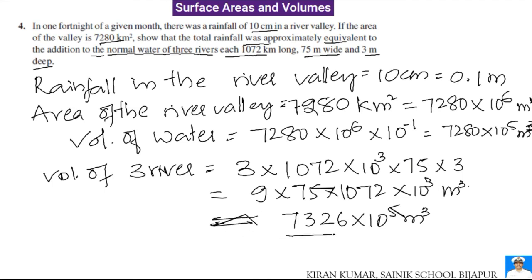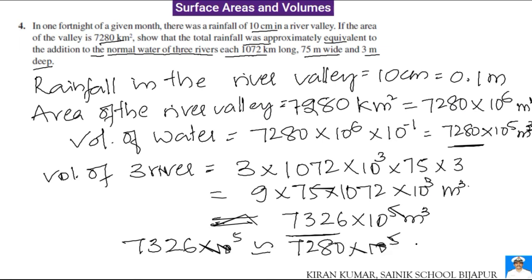Observe the values here, they are almost equal. Yes, almost equal. So 7326 into 10 to the power of 5 is approximately equal to 7280 into 10 to the power of 5 meter cube. This also is in meter cube. If you round off to the nearest hundreds, they will become equal. So approximately they are equal.